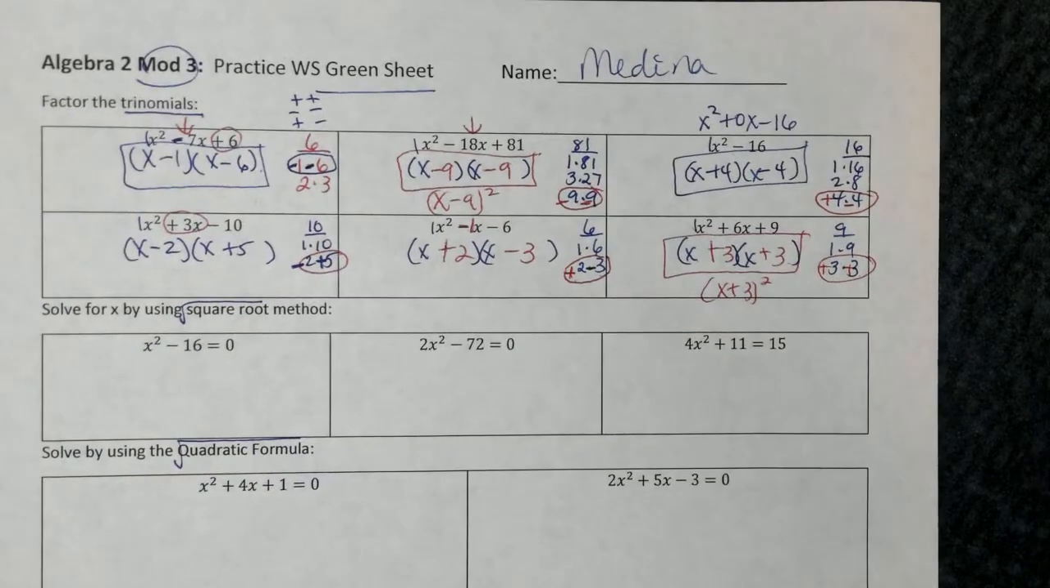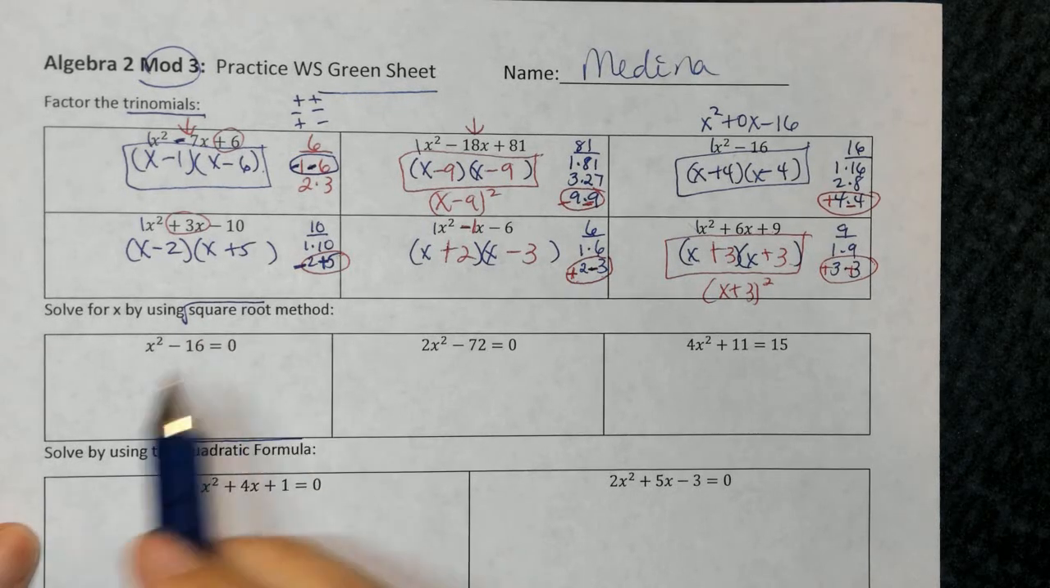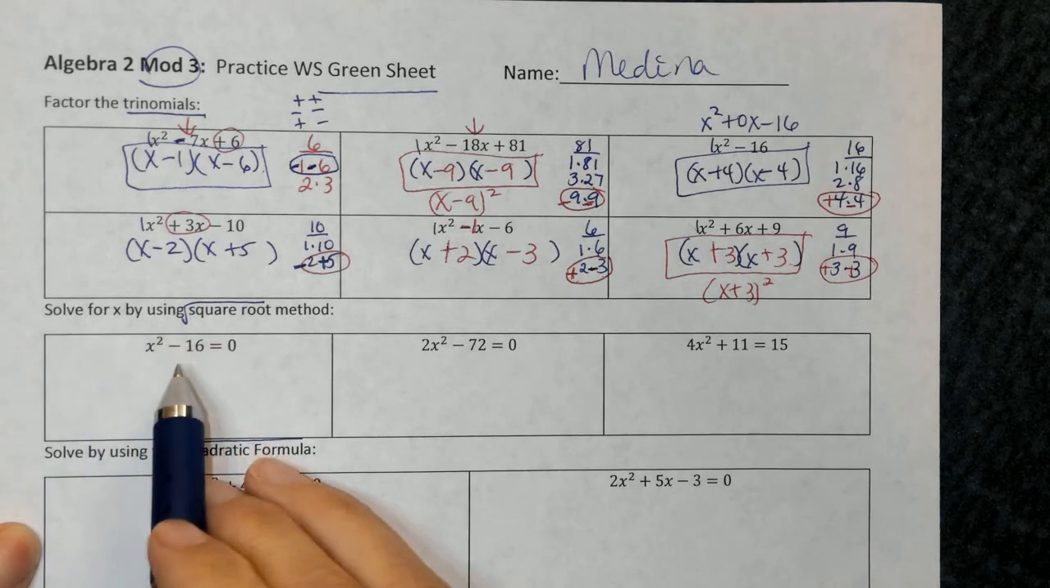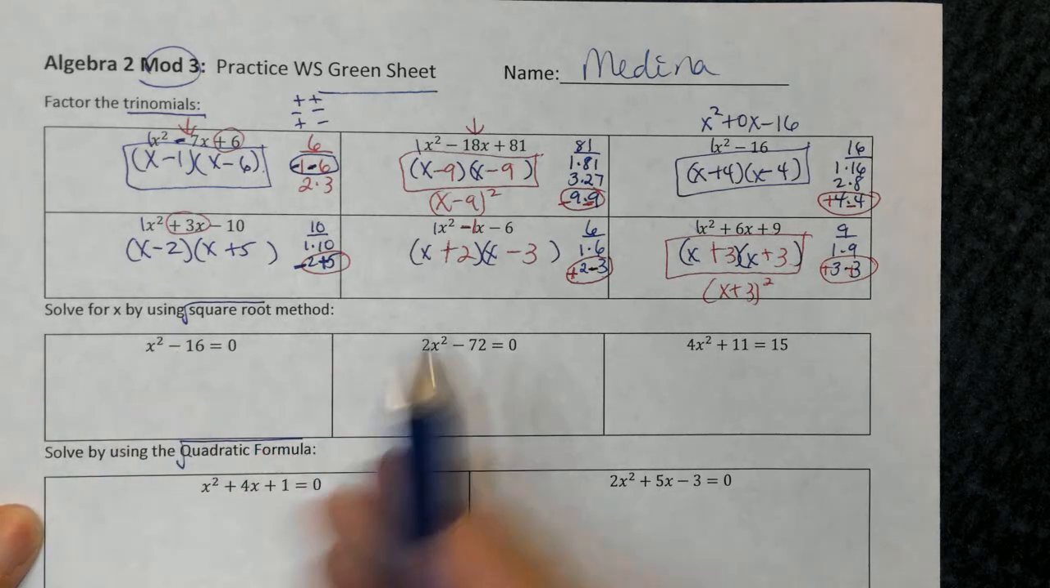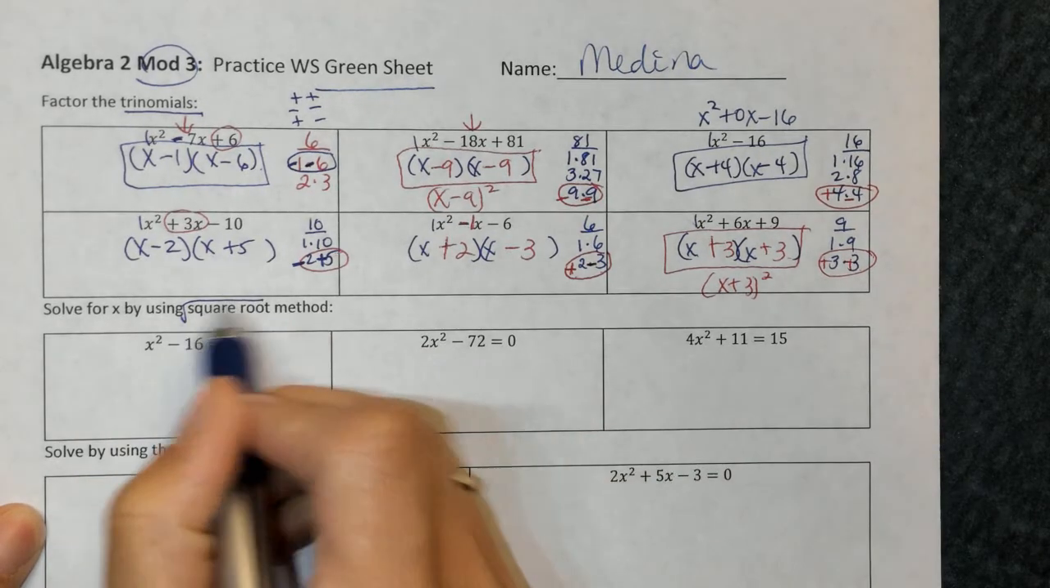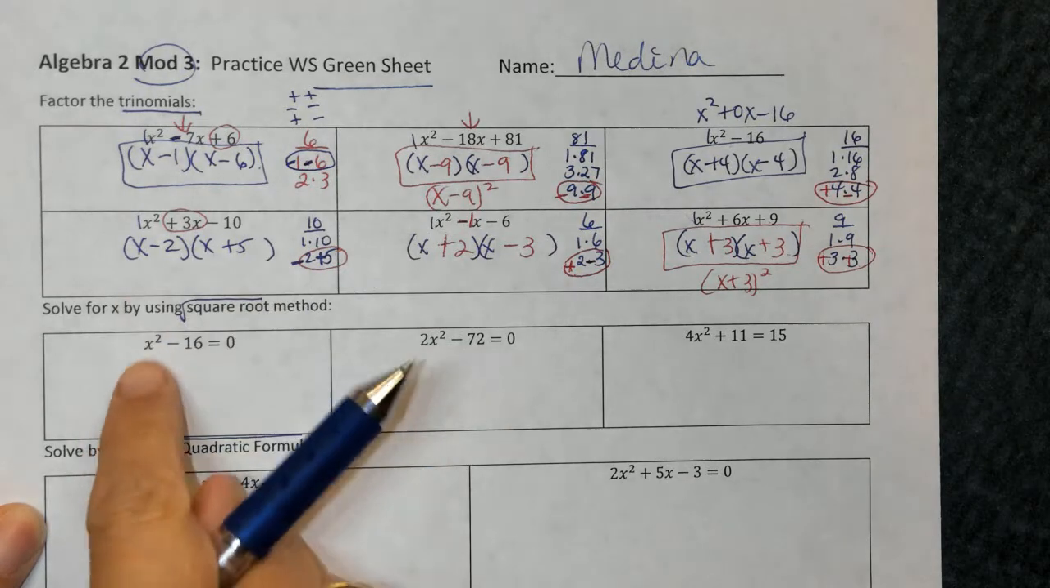Alright, so this is factoring trinomials, and these are just easy trinomials, okay? But you need to know how to do this. Now, how do you solve by taking the square root? Well, guys, all this means is solve for x. You want to get x by itself, and you want to use the square root method. So you'll have to find the square root of both sides, but you need to get x by itself first.